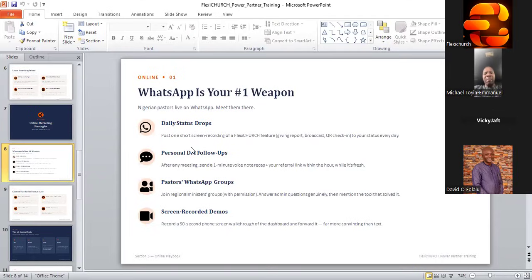but you can leverage online platforms. You don't know who is reading your wall on social media. Rather than just posting things that do not add value, you can begin to share Flexichurch ideas. People will be asking you, what is this? What is that?